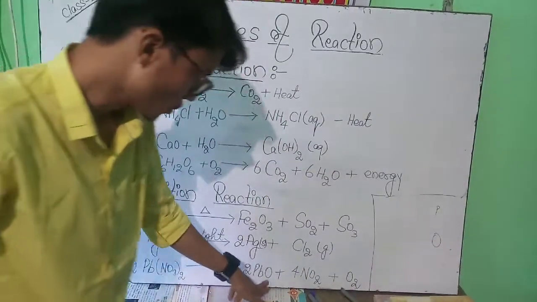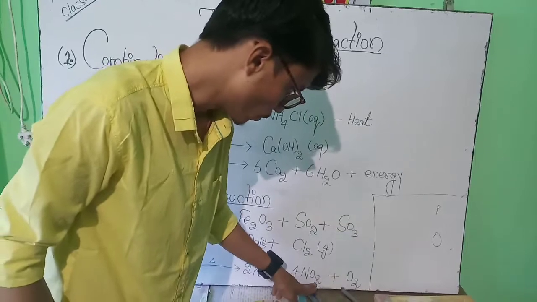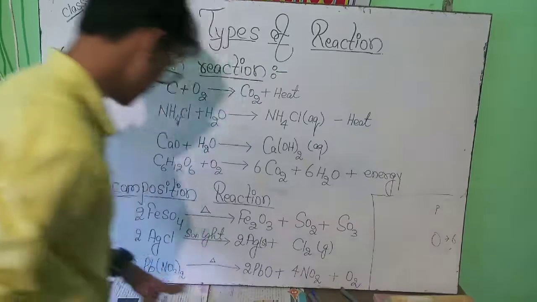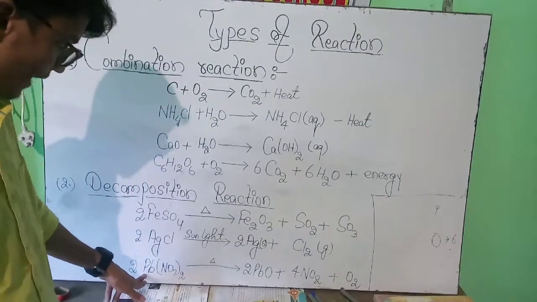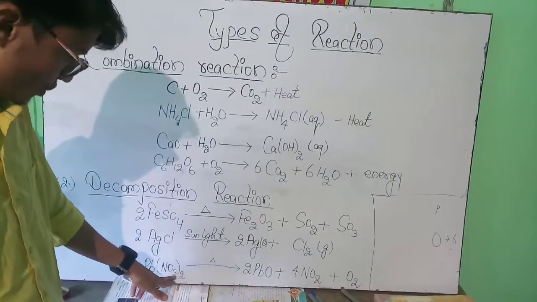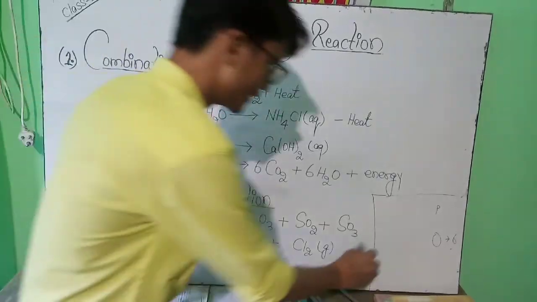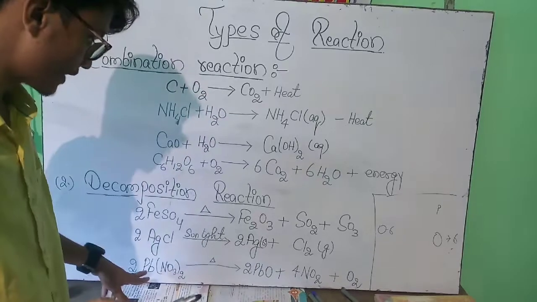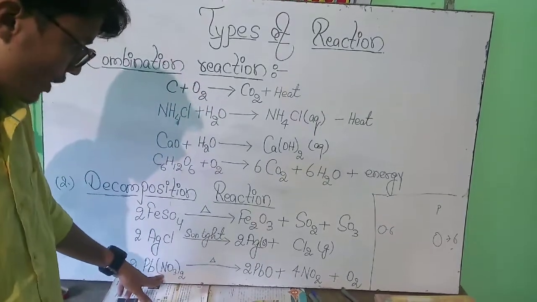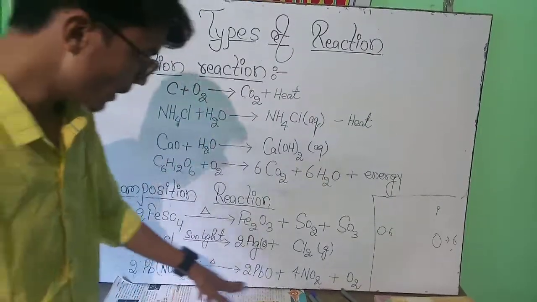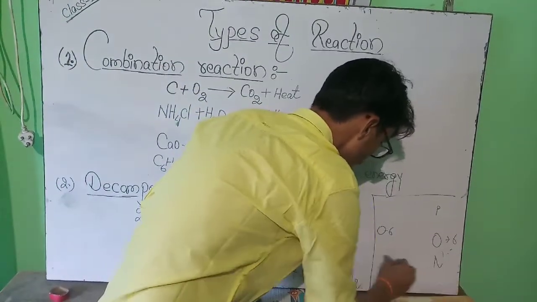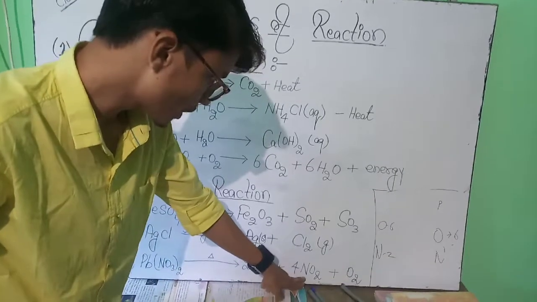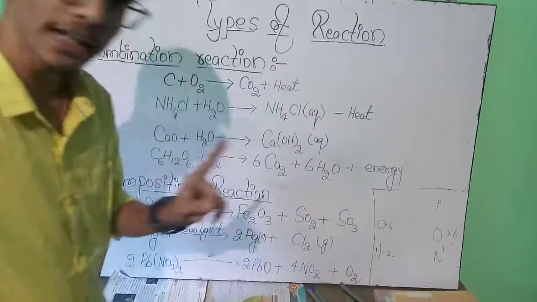In the product side, 2 plus 2, 4 plus 2, 6 oxygen is there. And on the reactant side, 3 into 2, 6 oxygen is there. It means oxygen is balanced. Till now oxygen is balanced. We will not think about oxygen. See about nitrogen. Nitrogen is 2 on the reactant side, and in the product side only 1 nitrogen is there.